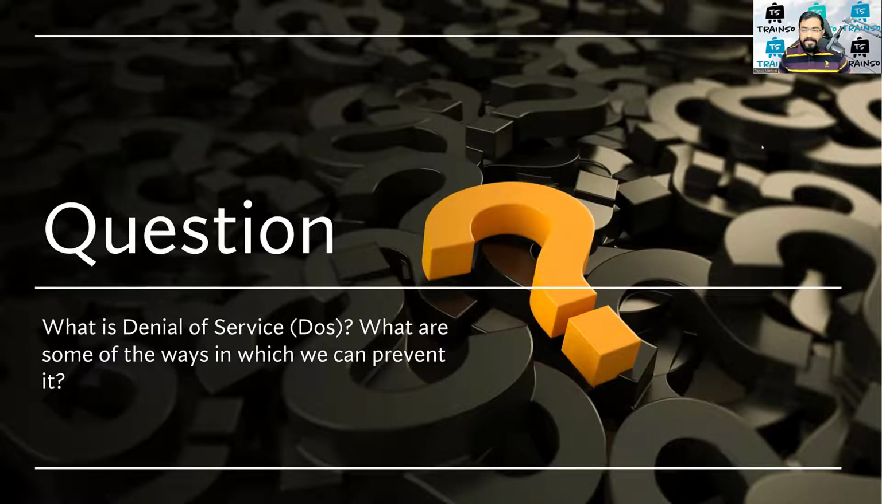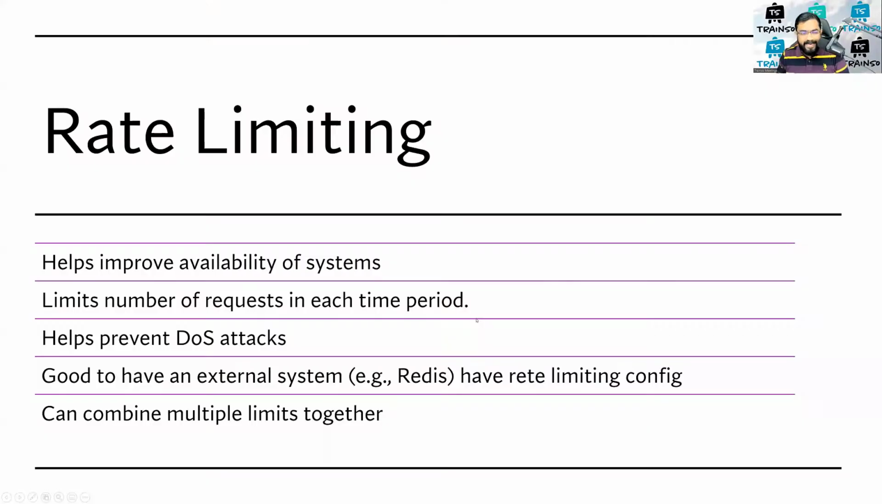So what are some of the ways in which you can prevent it? A simple technique that you can use to prevent DOS attack is rate limiting. Rate limiting helps improve availability of systems. It limits the number of requests in each time period, and it will be based on some factors such as from a particular user or from a particular IP. So if I say that in 1 minute, I cannot have more than 10 requests from this same IP, or maybe in 1 second, I cannot have more than n number of requests from the same IP.